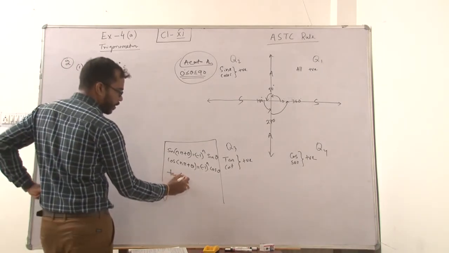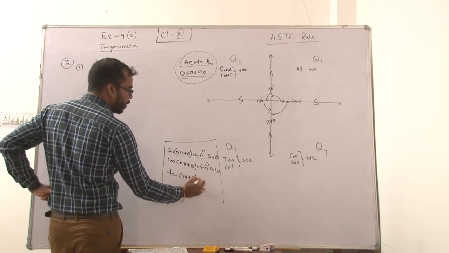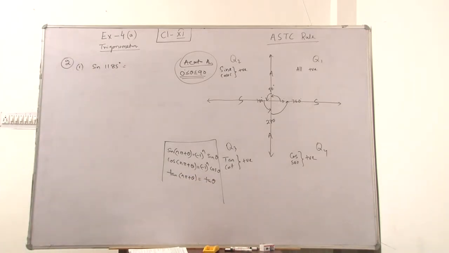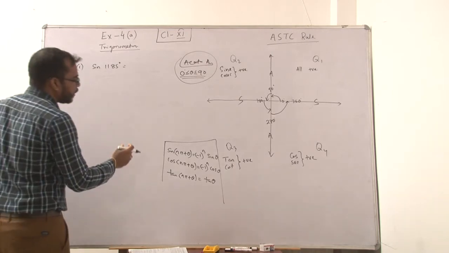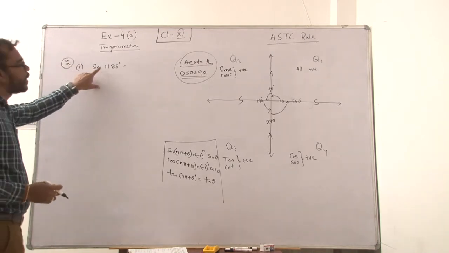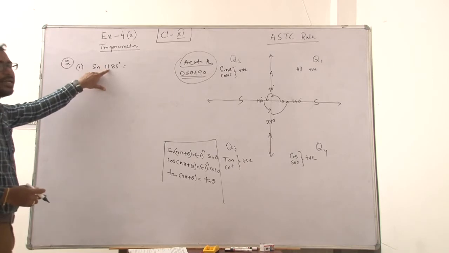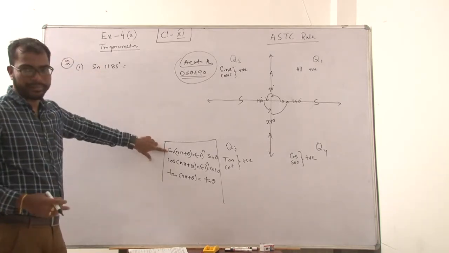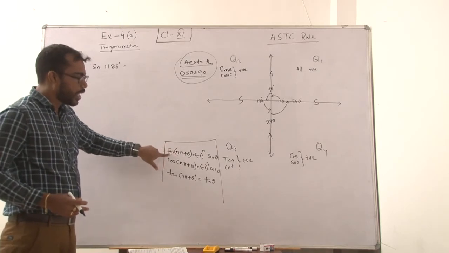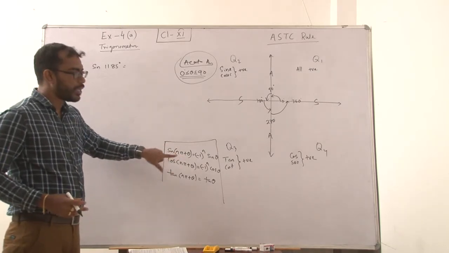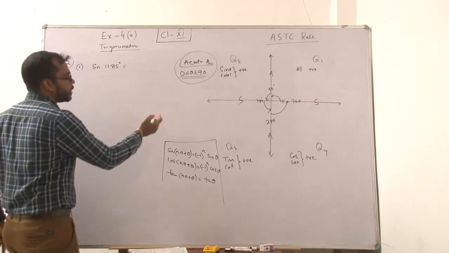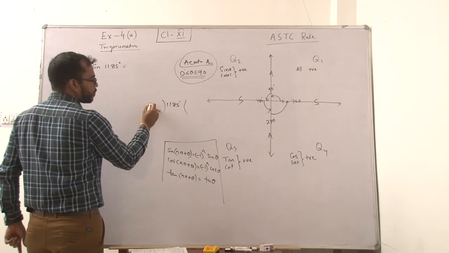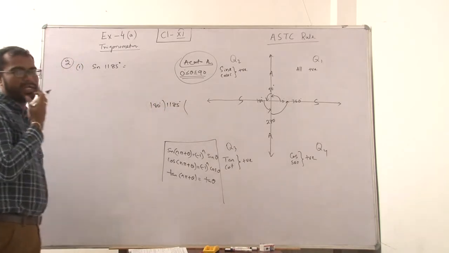Tan (nπ + θ) is equal to tan θ. So here you can see sine 1185 degree, so you can use the formula in sine terms. Here you can see sine (nπ + θ), that means we have to divide it by 180 degree. So we divide 1185 degree by 180 degree.